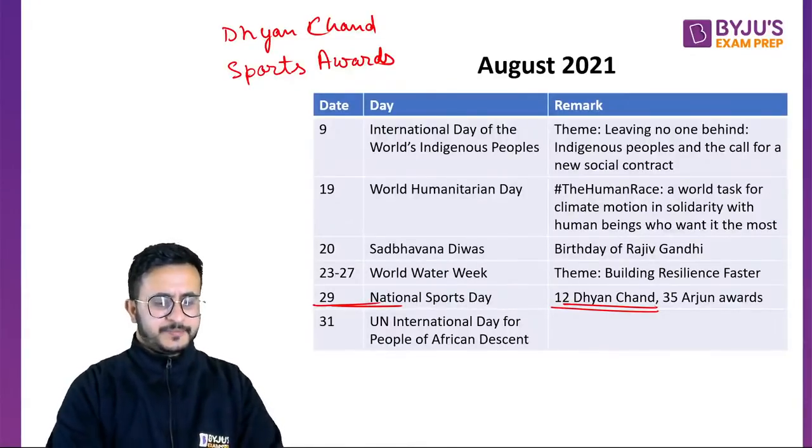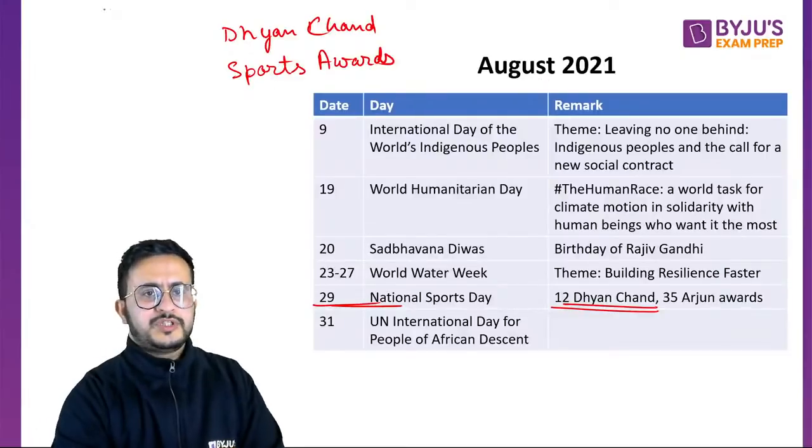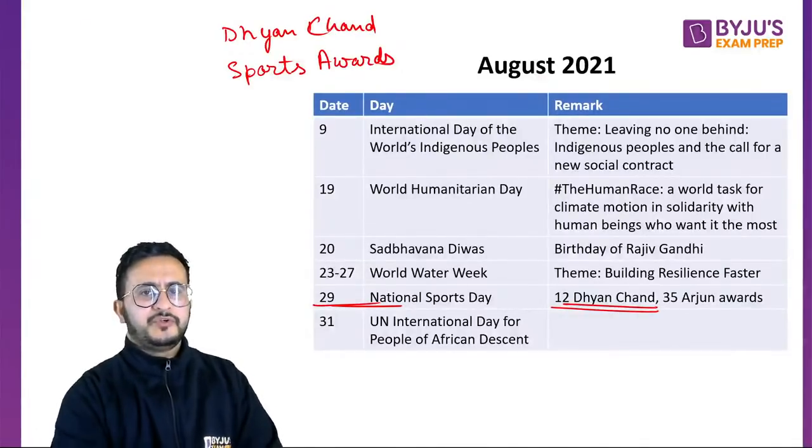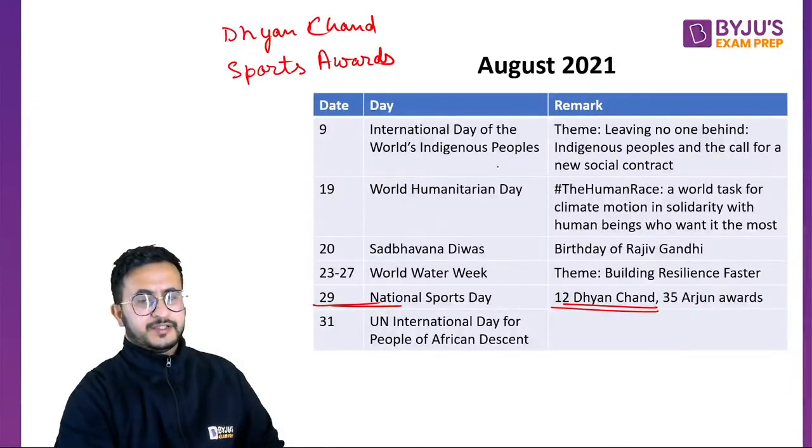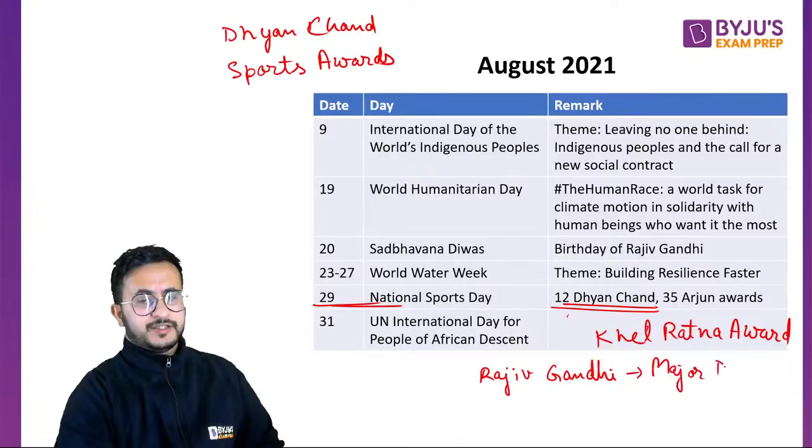Earlier it was the Rajiv Gandhi Khel Ratna Award, right? That was changed to Major Dhyan Chand Khel Ratna Award, right? So keep this in mind. The Khel Ratna Award is the highest sports award in India, right? It was changed from Rajiv Gandhi to Major Dhyan Chand Khel Ratna Award. Okay, that was changed during the Olympics. So this time the awardees have been called Major Dhyan Chand Khel Ratna awardees.